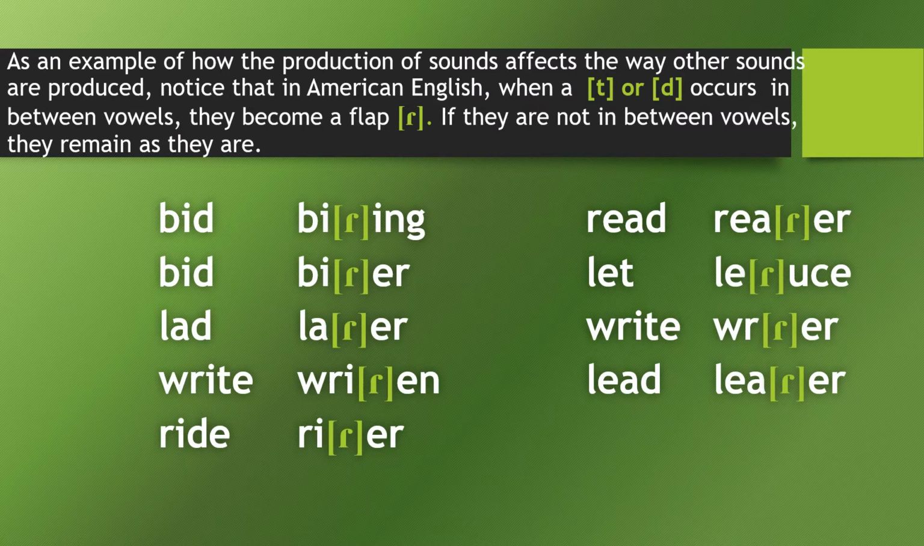As an example of how the production of sounds affects the way other sounds are produced, notice that in American English, when a phoneme t or d occurs in between vowels, they become a flap. If they are not in between vowels, they remain as they are. For examples: bid, bidding, bitter, lad, ladder, write, written, ride, writer, read, reader, let, lettuce, lead, leader.